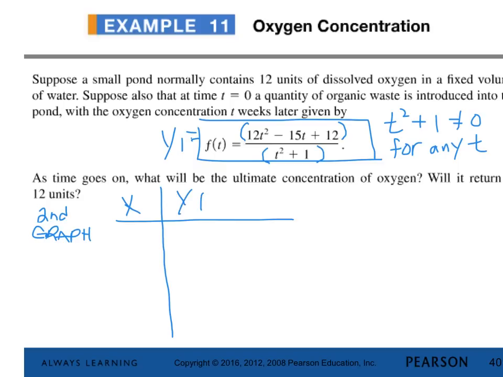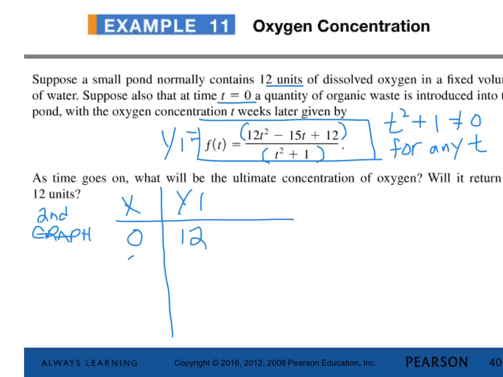And go ahead and start out at t equals 0. And I think you're going to see at t equals 0, what you're going to get is 12, which is what the problem says it is going to be. And that's because if you substitute in t equals 0, then 2 times 0 squared minus 15 times 0 plus 12 is 12, over 0 squared plus 1 is 1, and 12 over 1 is, of course, 12.